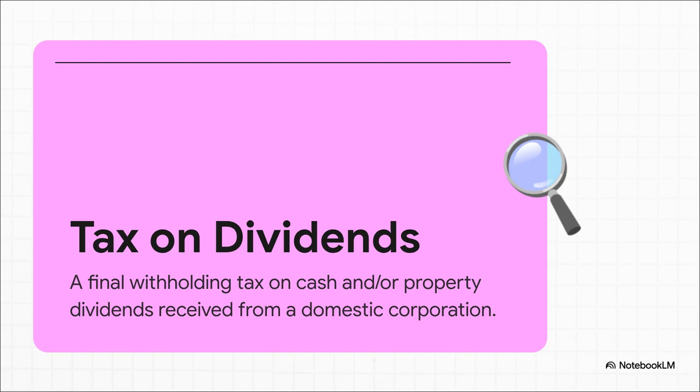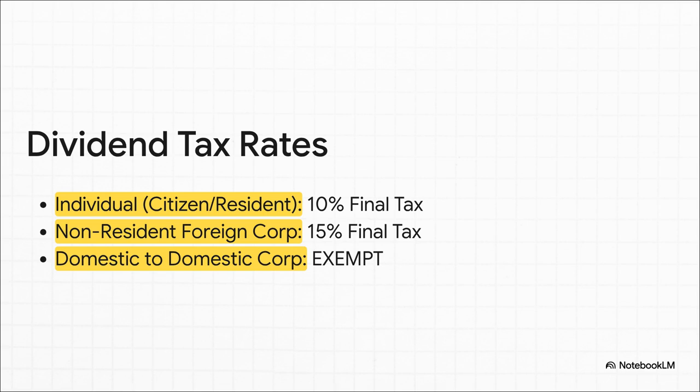Now pay attention to that term, final withholding tax. Withholding is just a fancy way of saying the company paying you the dividend is required to do the math, deduct the tax, and send it straight to the BIR for you. So it's taxed at the source before that cash even hits your bank account. The dividend tax rate isn't a one-size-fits-all kind of deal. It totally depends on who is getting the dividend.